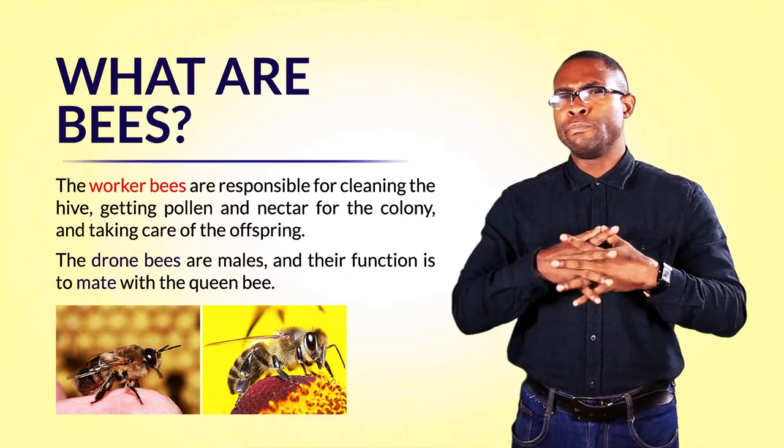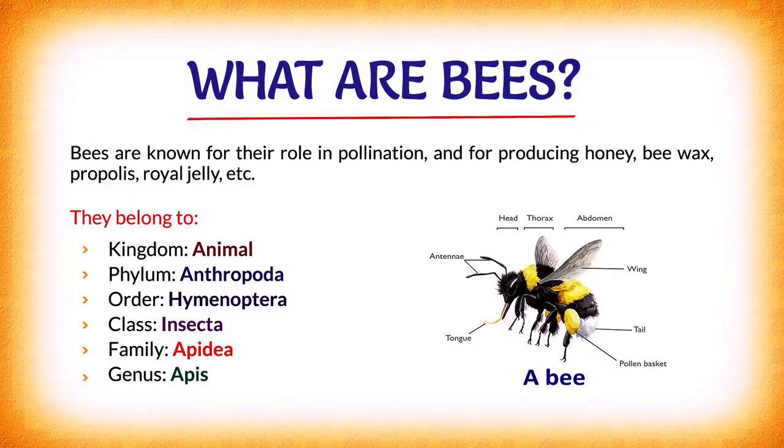Now let's look at the classification of bees. Bees are insects and they belong to the kingdom Animalia, the phylum Arthropoda, the order Hymenoptera, the class Insecta, the family Apidae, and the genus Apis. You need to know this about the bee.